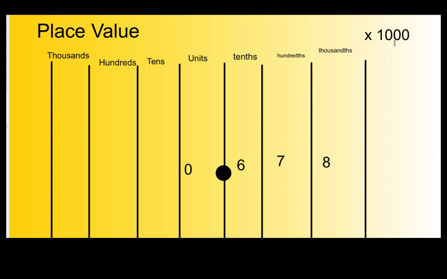0.678 times 1,000. Now, of course, there's 3 zeros there. How many times are you going to move it up? Well, I hope you can work it out yourself. So, pause me and do that now in your book.